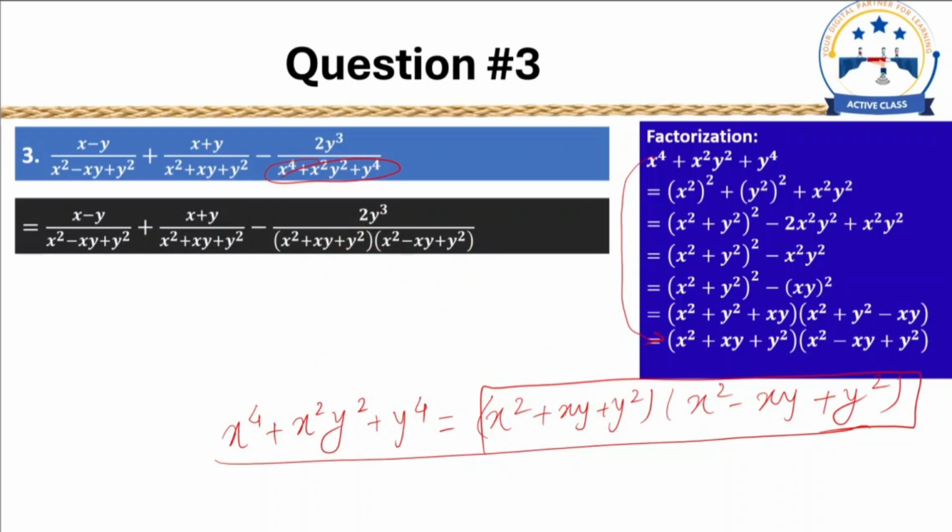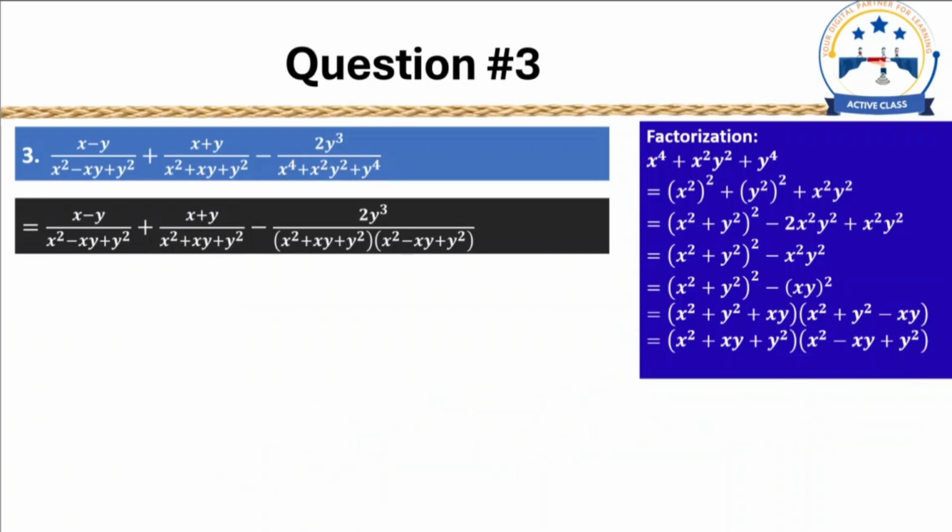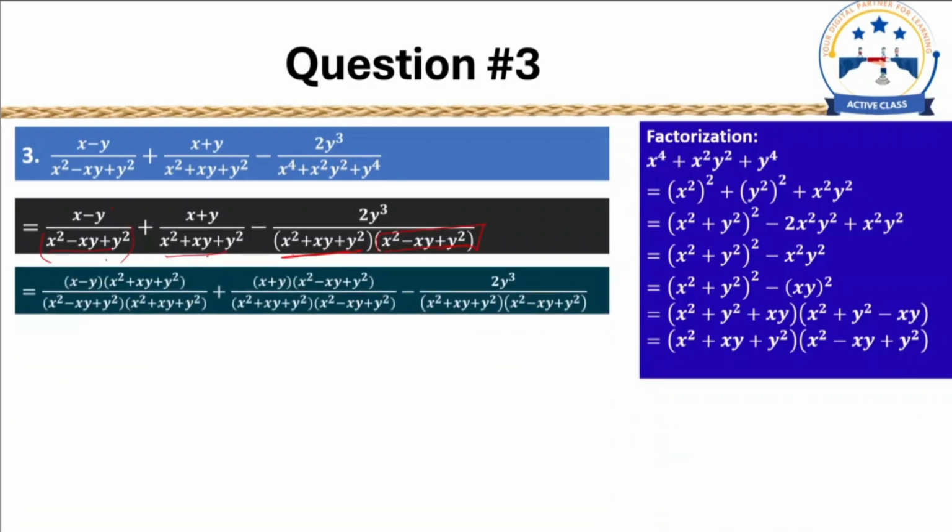I have copied the first and second fractions the same, but in the third fraction the denominator is replaced with the two factors. Now we make the denominators alike, see, I've just multiplied. Now the denominators are the same, we can perform the operation in the numerator. Let's move to the numerator of the first fraction. X minus y, x squared plus xy plus y square. Is this the expanded form of any formula?